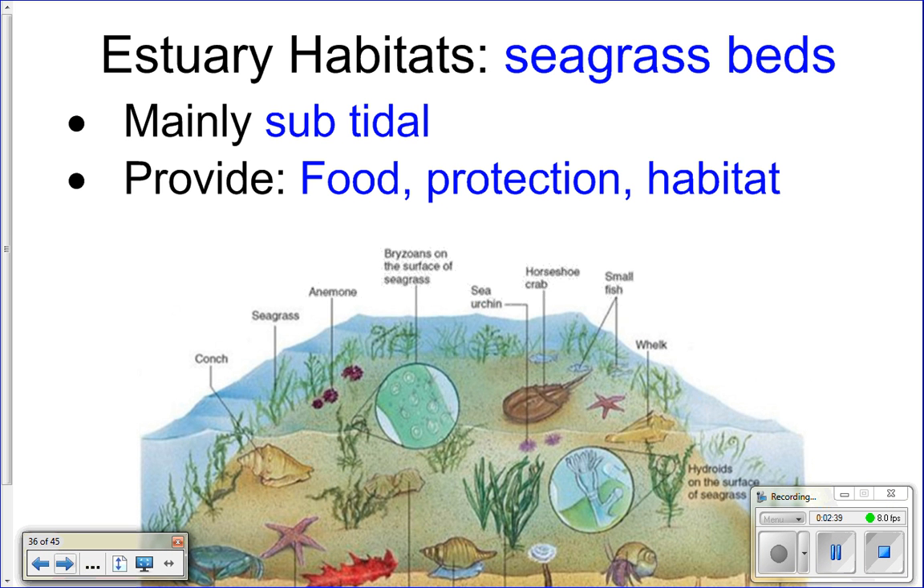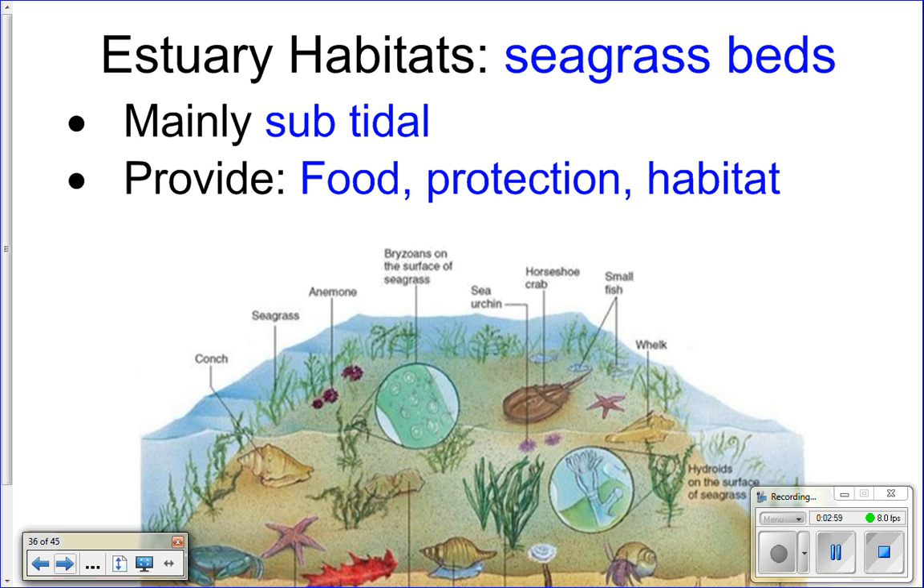Other habitats that you'll find in subtidal regions, you'll oftentimes find seagrass beds in estuaries. Remember, seagrass is a primary producer. We talked about it last semester. And so you can find seagrass beds in estuaries. These are mainly subtidal, so they're going to be underwater. They're not really going to be exposed to the air.